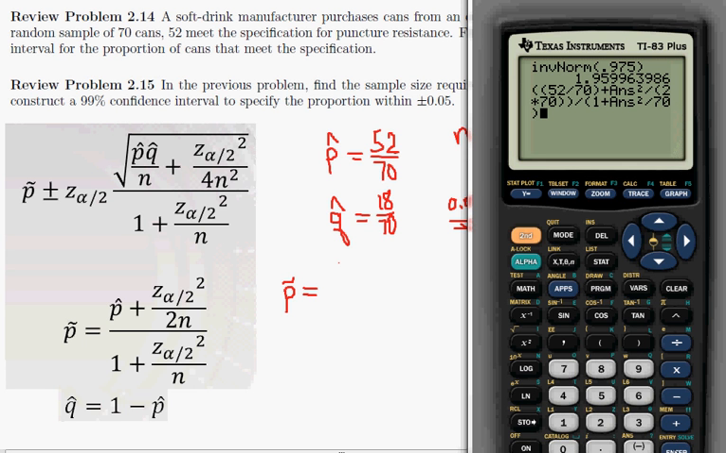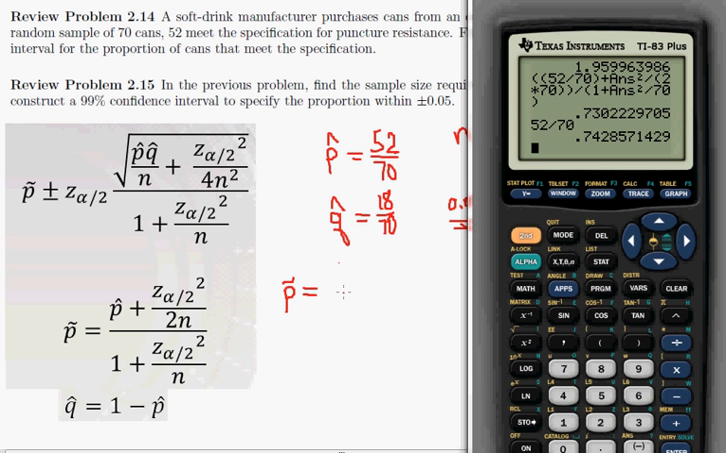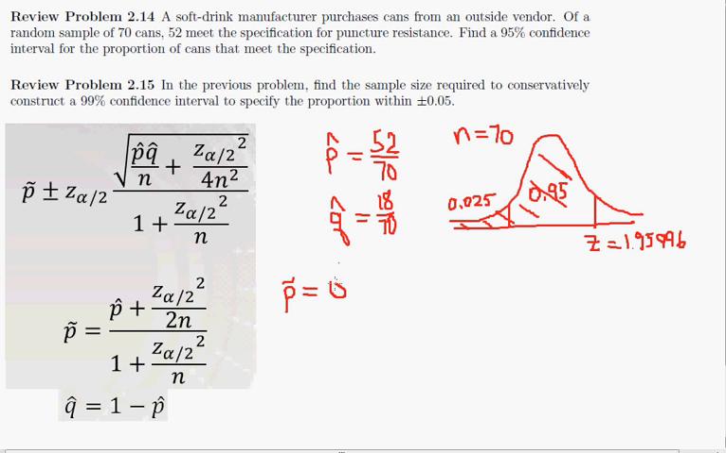And so the number that comes out is going to be the value of p tilde, assuming I type this in correctly, which is about 0.7302, and that is a little bit different than just simply p hat, which is 0.7428. So 0.7302 is going to be the center of the interval.